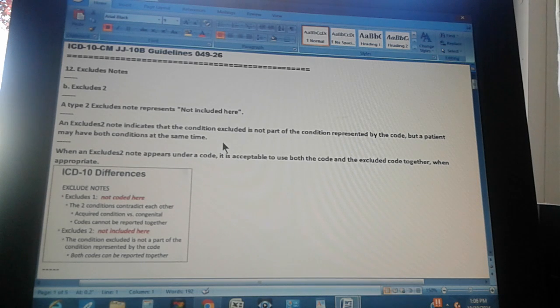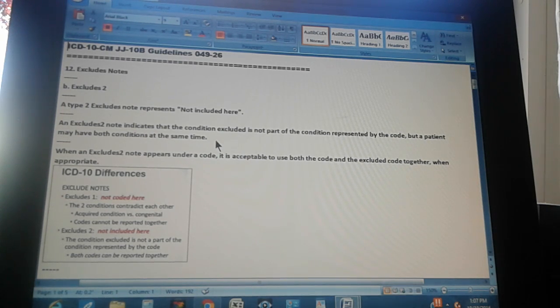An excludes note indicates that the condition excluded is not part of the condition represented by a code, but a patient may have both conditions at the same time. When an Excludes 2 note appears under a code, it is acceptable to use both the code and the excluded code together when appropriate.